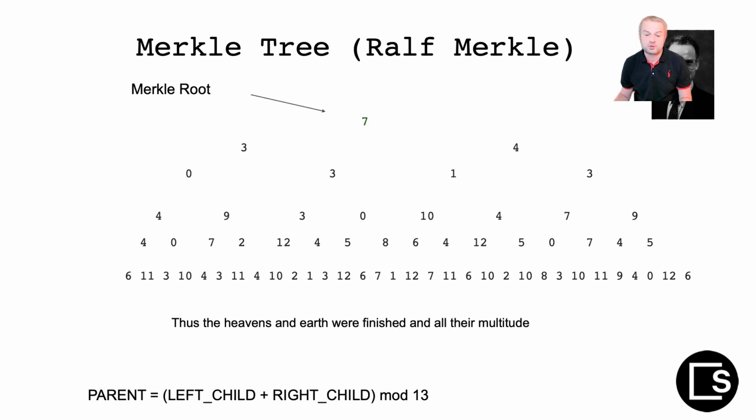And then what we do is add up each pair of numbers, divide the result by 13, and then take the remainder of division. For example, the first pair is 6 and 11, so we add these 2 to get 17, and then if you divide 17 by 13, you get 4 as the remainder, which is the top element here. So that's how we get the next line, and we keep on building the tree until we end up with the top element, which we call the Merkle root. In this particular example, the Merkle root is 7.